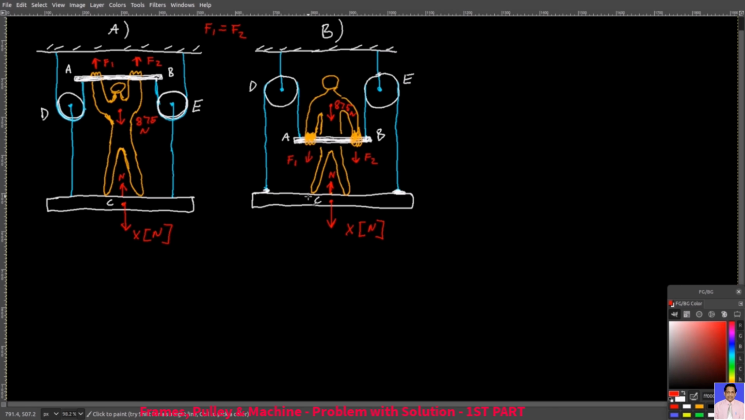In order to solve this problem, we have to separate the guy from the system and draw a free body diagram only for him. Let's first take case A. You have his weight, which is 875 newtons, and it points down. Then platform C applies the normal force to the guy upwards. Since the guy applies F1 and F2 to the bar AB upwards, due to Newton's third law, the bar AB applies F1 and F2 forces to the guy downwards.